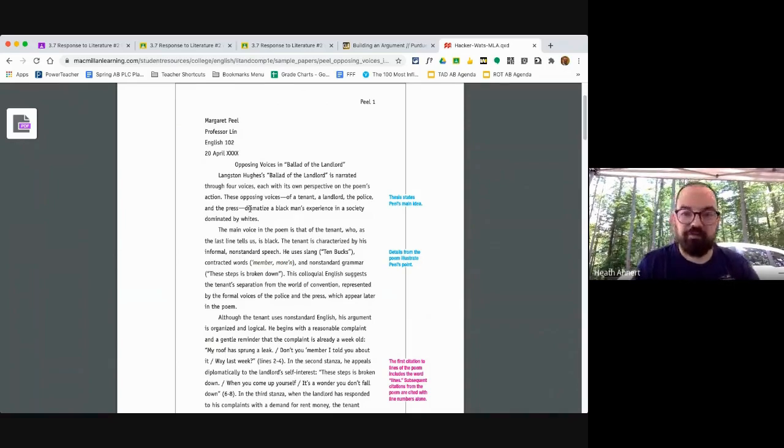But I do want you to note some strengths here. Those comments after the evidence that are all about the word choices and the construction. I want to see more of that.